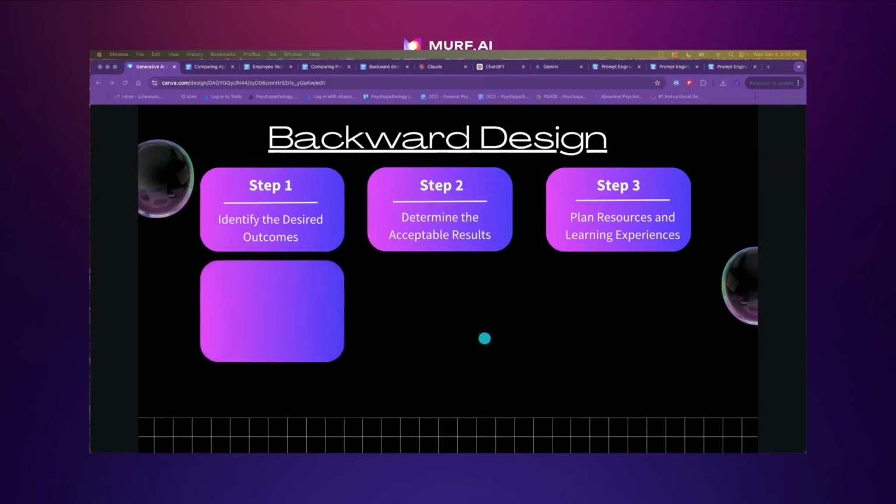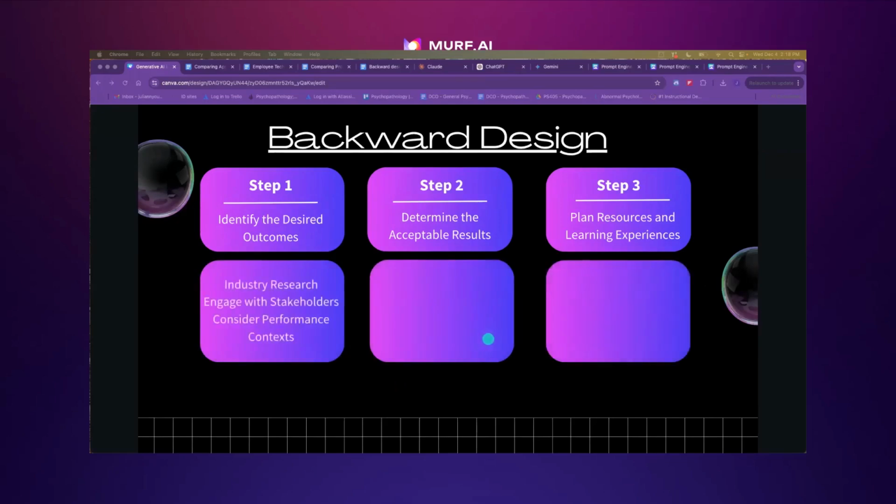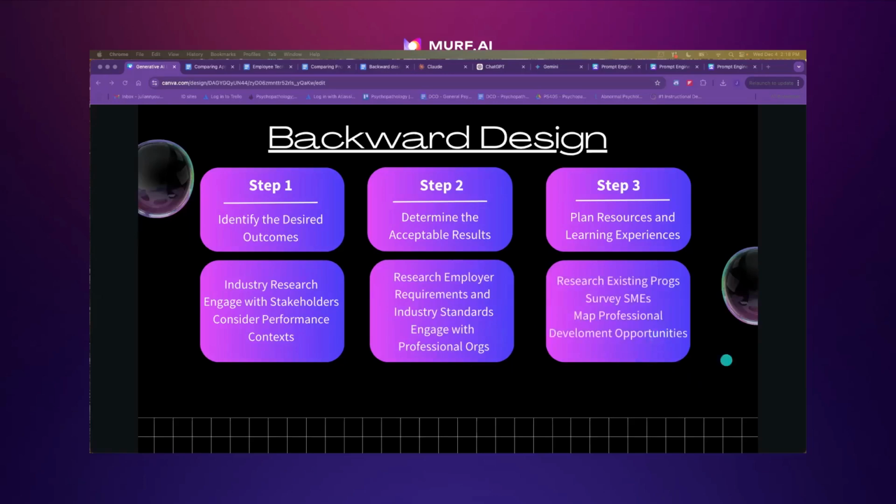So in step 1, maybe 7 years ago, I would have to go out and do a whole bunch of industry research. I'd have to have interviews with stakeholders. I'd have to look and see how people needed to perform on this task. I'd have to research what employers wanted, what the industry standards were, engage with different professional organizations. And then I'd also have to figure out what already existed. Do we have surveys? What professional development opportunities exist? And so it was really a long, arduous process.